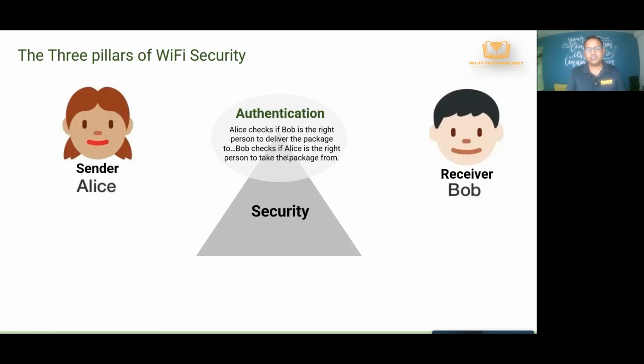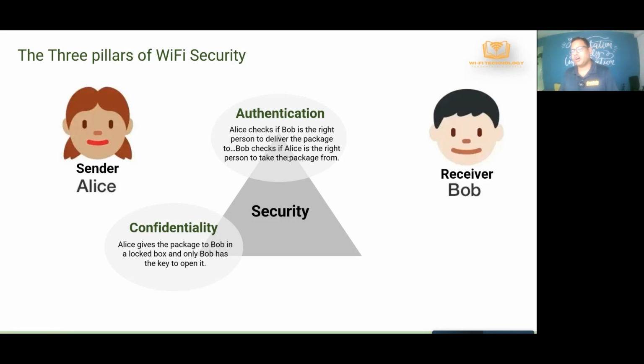So that's step 1. And then, of course, we talked about confidentiality. Alice gives the package to Bob in a locked box, and only Bob has the key to open it. Which means that information is sent in an encrypted fashion using a key. And once Bob receives it, only he has the key, so he can decrypt it and get the information. Some other person, Rob or Chris, don't have the key, so they cannot decrypt that information. They cannot read the information. So confidentiality is the second pillar.